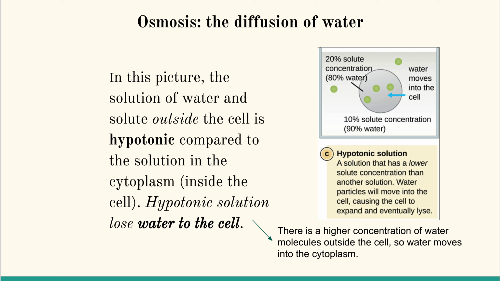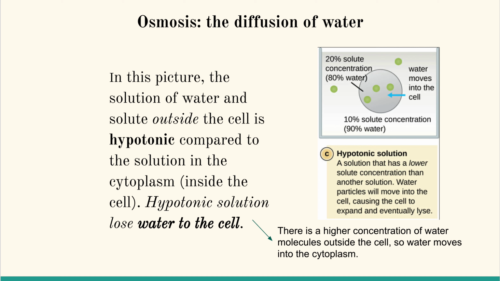So in this example, the outside of the cell is what we call hypotonic. Hypo means low. So the outside of the cell in this case is less concentrated than the inside of the cell. So the concentration gradient inside the cell is high and outside the cell is low. But what that means is that you have lots of water outside the cell and less water inside the cell, at least relative to the amount of chemicals that are inside there.